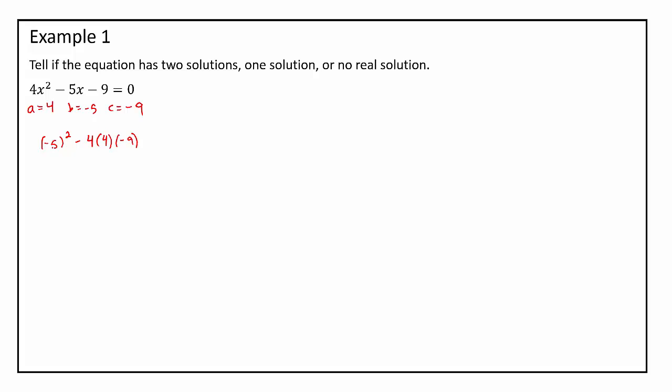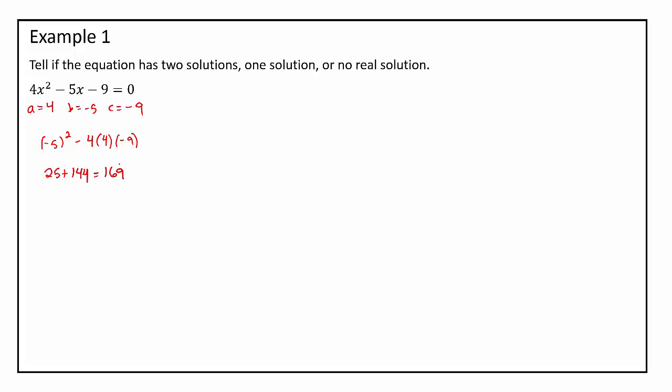Remember that b gets plugged in to the squared and it makes the negative go away. Negative 5 times negative 5 is 25. The negative in the middle and the negative here at the end cancel each other out, so that's plus. And then 4 times 4 times 9 is 144. So those add together and give you 169.